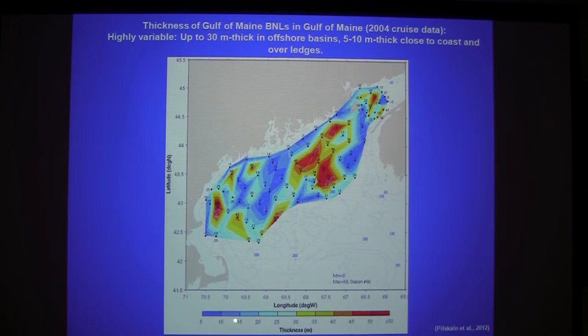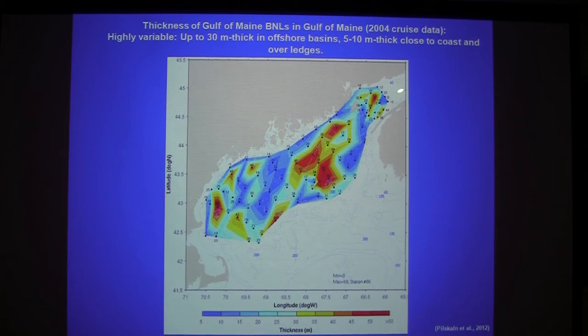This is 5 to 15 meters in the blue. It's up to 50 meters plus in the red over this region here, which is all ledge. So there are very strong ledges, sharp topographic highs separating the basins. So we have thinner nepheloid layers on the ledges, thinner along the coast, thick ones in the basins, and certainly up in the Bay of Fundy.